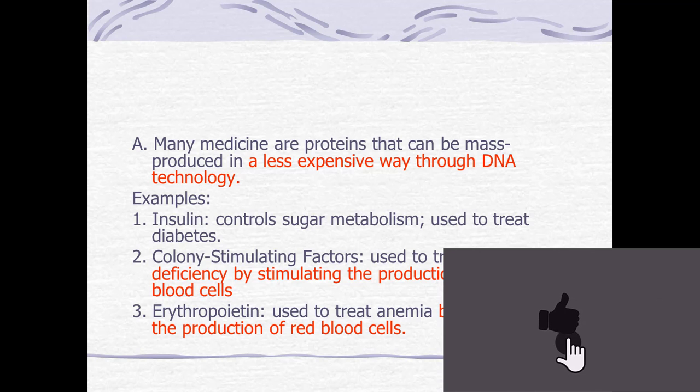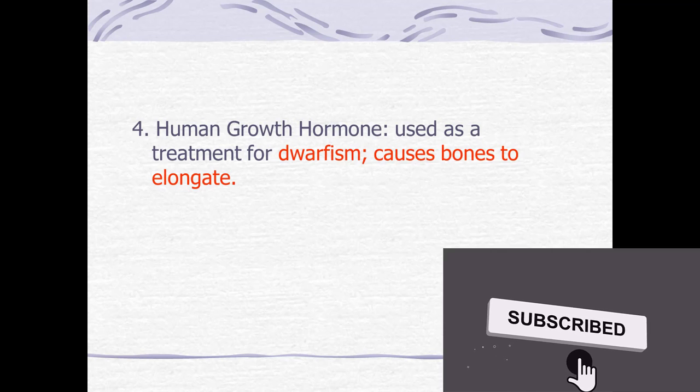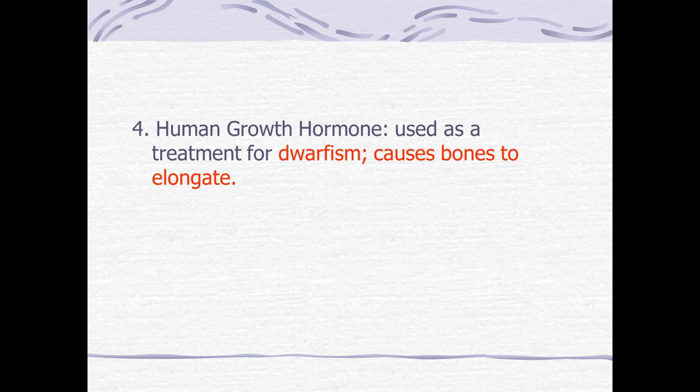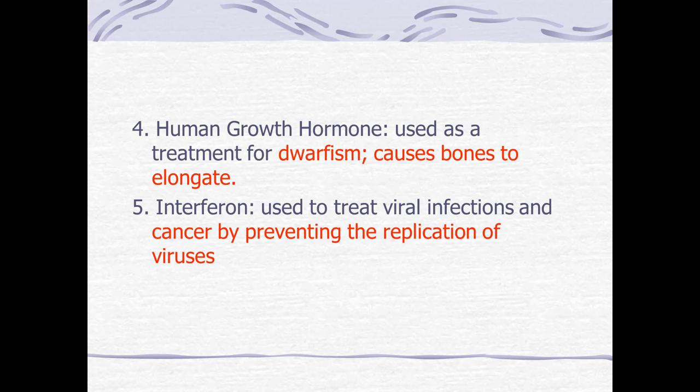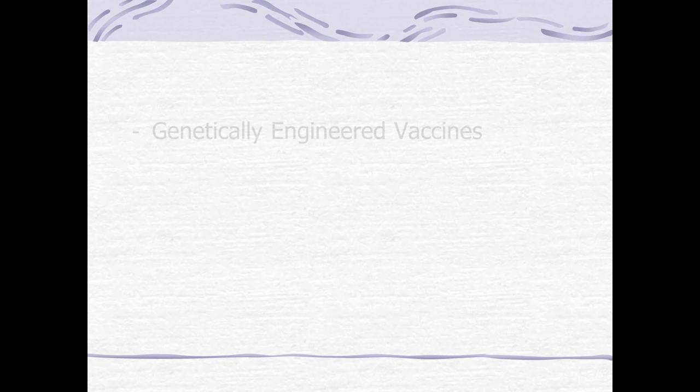erythropoietin, used to treat anemia by stimulating production of red blood cells. Human growth hormone is used as a treatment for dwarfism and causes bones to elongate. Interferon is used to treat viral infection and cancer by preventing the replication of viruses. And interleukin is used to treat HIV and cancer by activating and stimulating different kinds of white blood cells.